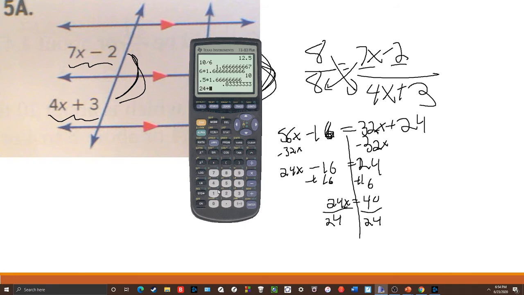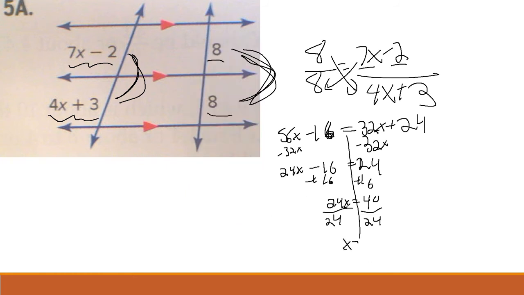So let's check my math here a little bit. All right, and then divide by 24. We get 1.6 repeating. So x is equal to 1.6 repeating.